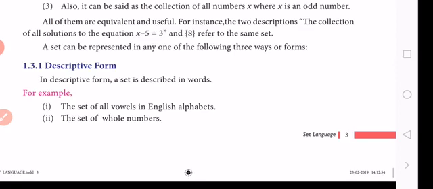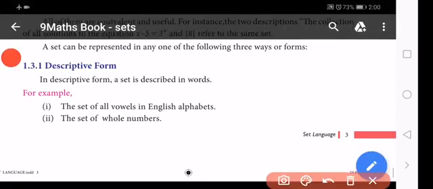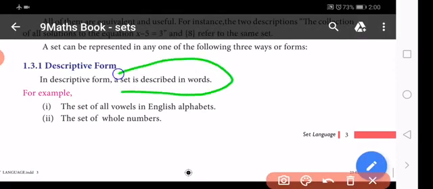In the first form, what is meant by descriptive form? Descriptive form means statement form. That means a verbal description of its elements. Verbal description of its elements is called the descriptive form. So in our book, in descriptive form, a set is described in words.